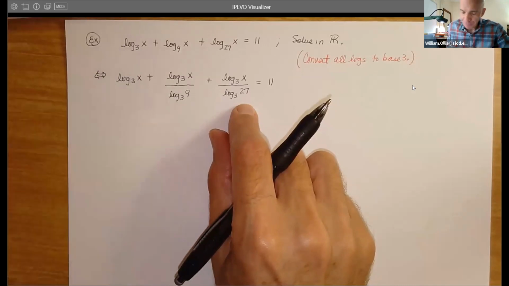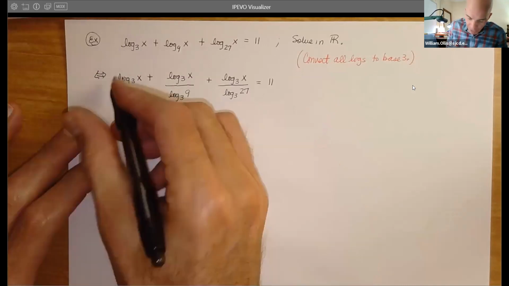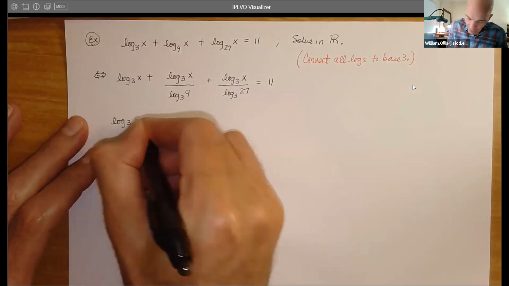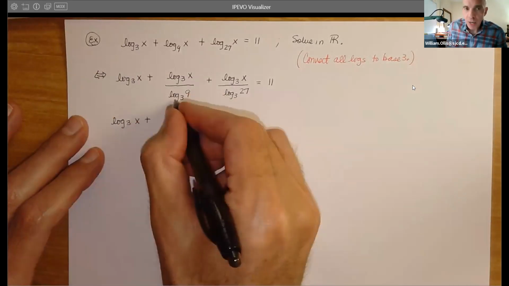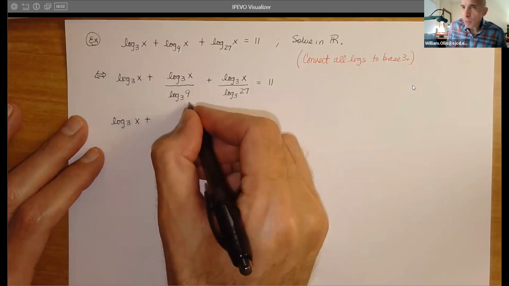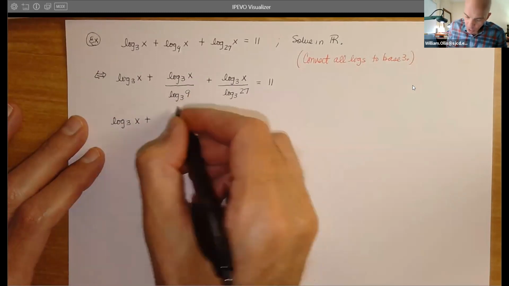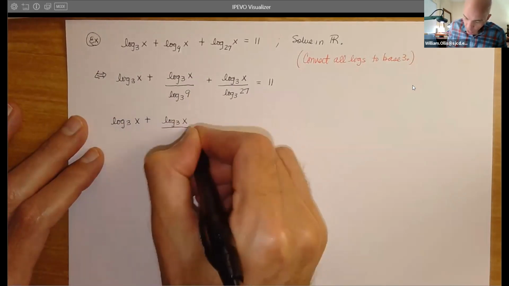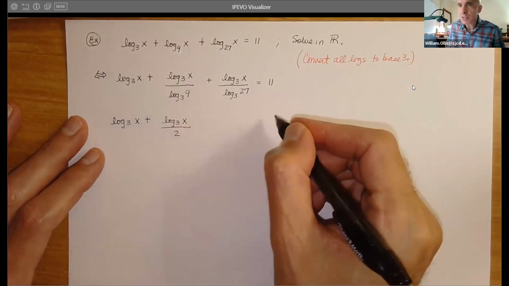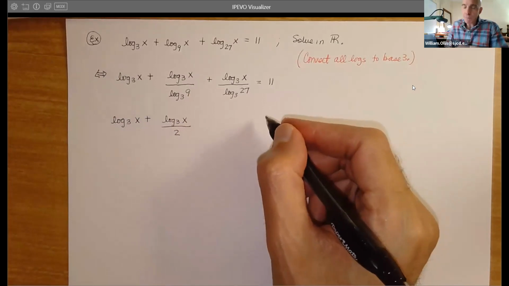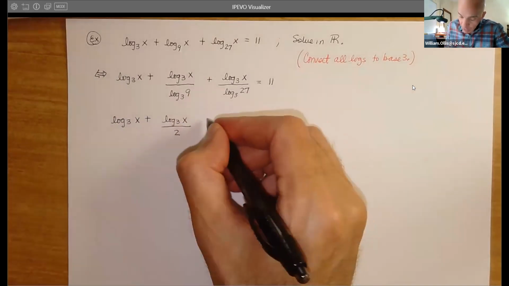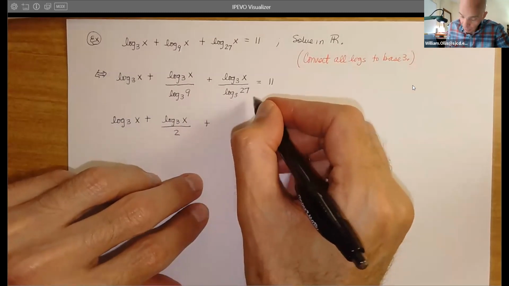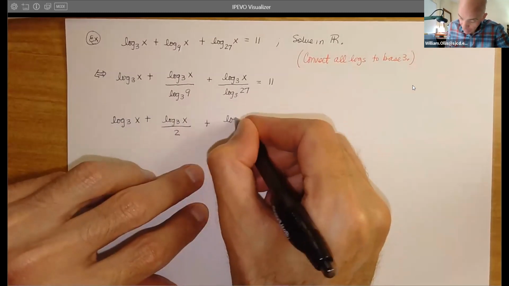So now we have log base 3 x, and of course, the base 3 logarithm of 9 is 2. What power of 3 equals 9? It's 2. So we get log base 3 of x divided by 2. So now you see why I chose to move to base 3, because we have such simple numbers. And then, of course, what power of 3 equals 27? Well, 3. What's the logarithm? Power of the base.